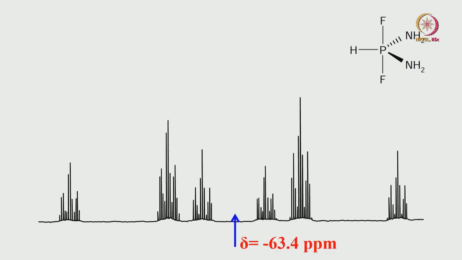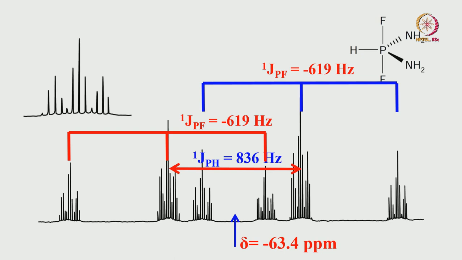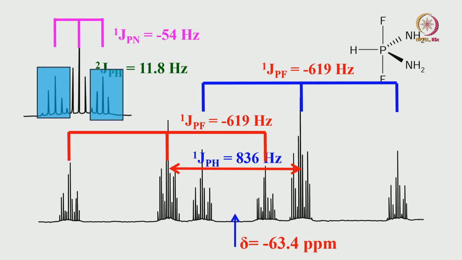Let me repeat it for you to understand how such a simple molecule can give rise to such a spectrum. This is the center of the chemical shift of phosphorus. It will be a doublet because of PH coupling. Each line of the doublet is split into a triplet because of the two fluorines. And each line of this doublet of triplets is split into another triplet because of PN coupling. And each line of the triplet is further split into a quintet because of two groups of H2s, so four protons. And that is a quintet. So, this is what it is.